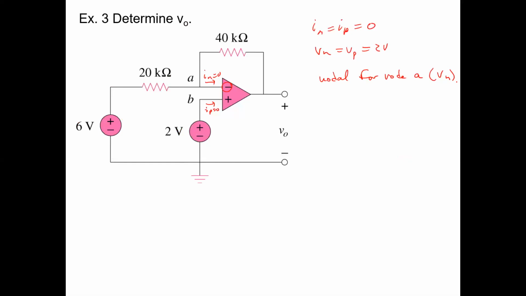And what we find is that we've got this current here. This is 6 volts. So (6 minus VA) over 20, that's the current going through the 20K, plus (VO minus VA) over 40 equals 0. And VA is 2. So you have, again, a pretty simple formula to solve, such that you'll find that VO is going to equal minus 12 volts.